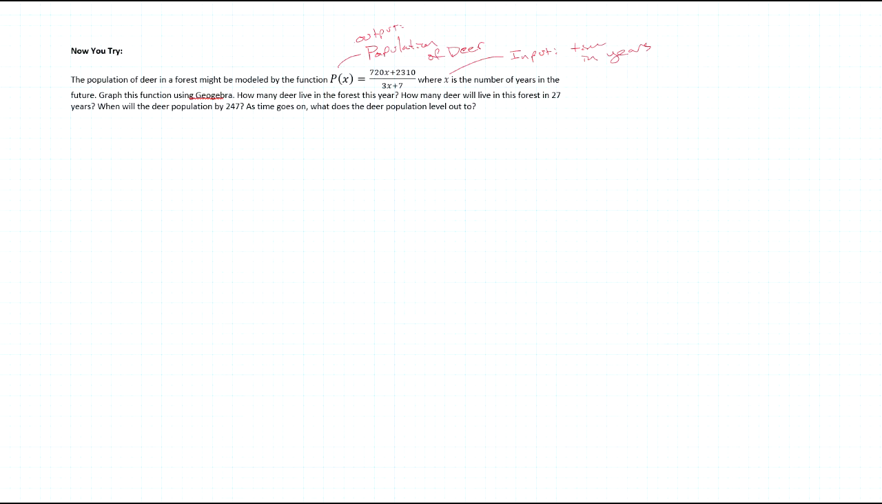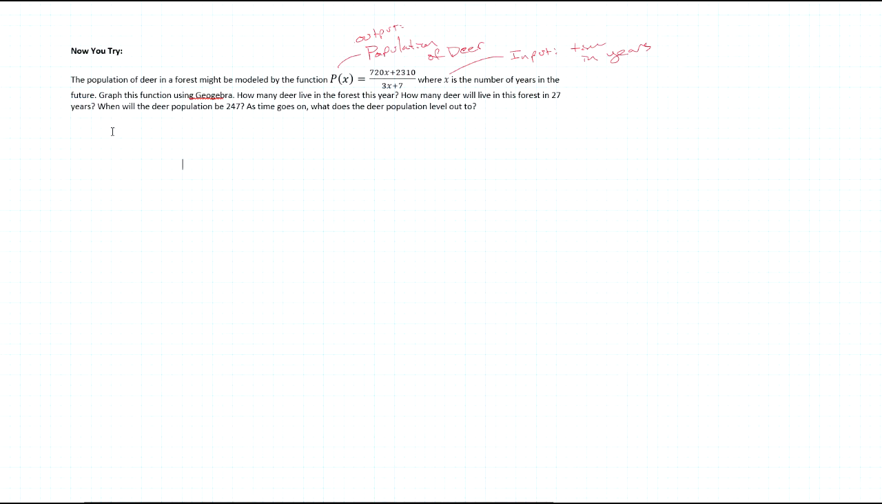We're going to go ahead and graph this function using GeoGebra, and then we're going to answer how many deer live in the forest this year at time 0, right? And then how many deer will live in this forest in 27 years? When will the deer population be 247? Let's fix that little typo there. And then as time goes on, what does the deer population level out to?